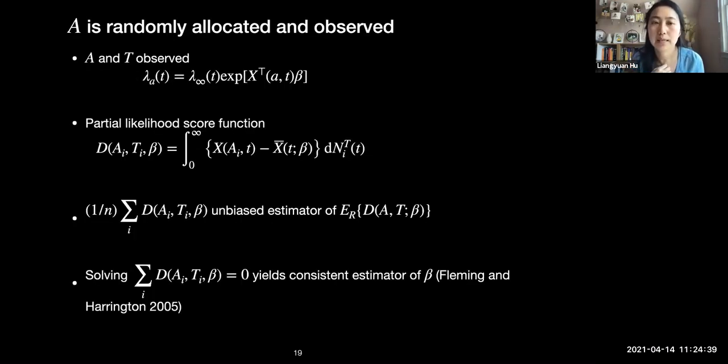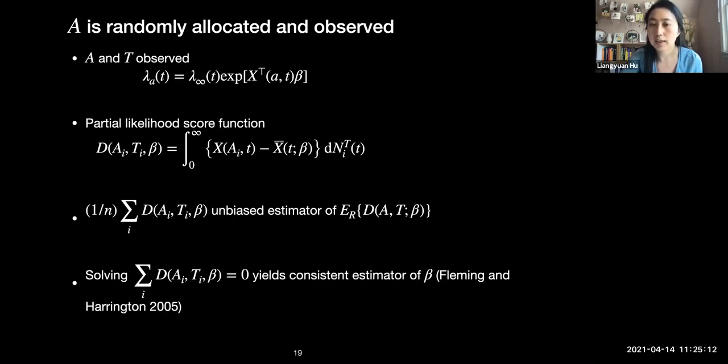Okay, but then the question is, how do we obtain a consistent estimate of beta using the partially observed data? So if A is randomly allocated and observed, and both A and T are observed, then from our marginal structural model, we can write the individual partial likelihood score function. And then the average of the individual score functions is an unbiased estimator of the expectation of the score function.